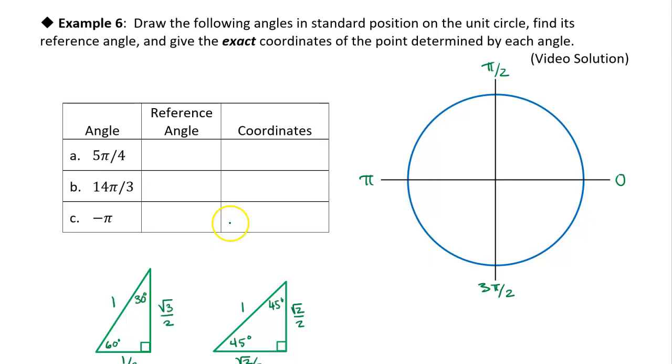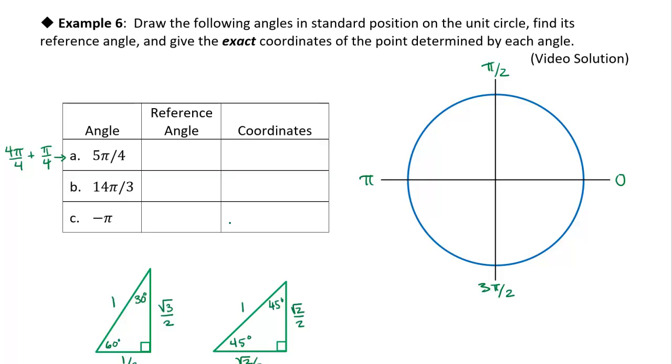Now, 5 pi over 4, right? Now that is pi, well, or I could write it as 4 pi over 4, right? That's pi plus pi over 4, right? And just adding fractions, that's the same as 5 pi over 4. Okay, so pi plus pi over 4.